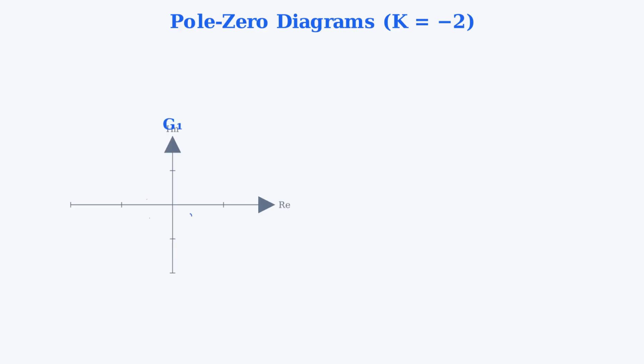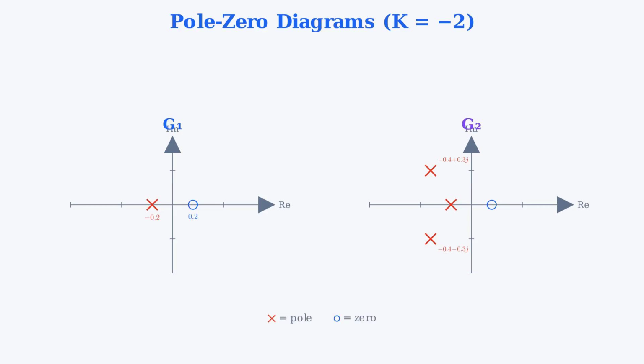Here is the problem. We are given pole zero plots for two transfer functions G1 and G2, both with constant coefficients k equals -2. G1 has one pole at -0.2 and one zero at +0.2, both on the real axis. G2 has the same real pole and zero, plus a pair of complex conjugate poles at -0.4 plus or minus 0.3j. We need to write the transfer functions, find relative degrees, check stability, and match G2 to a state space model.